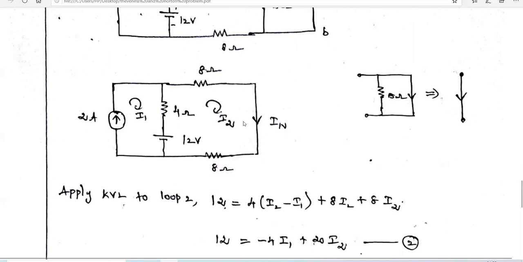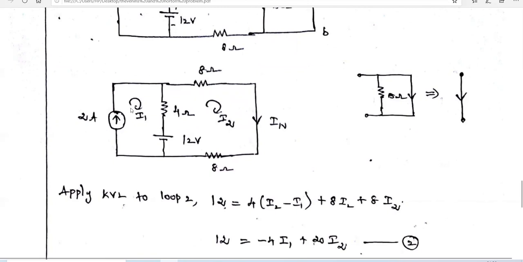So you see the diagram, this diagram is having two loops. So we may solve this using mesh analysis. We may use nodal analysis or any method, but here I am going to use the mesh analysis method. This current you just consider as I1. The current flowing in the second loop you just consider as I2.